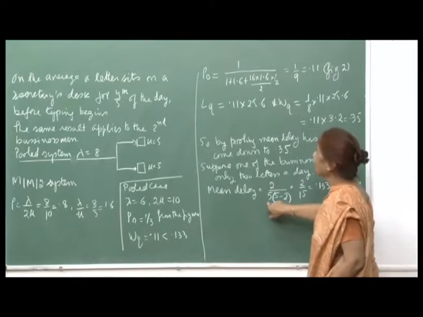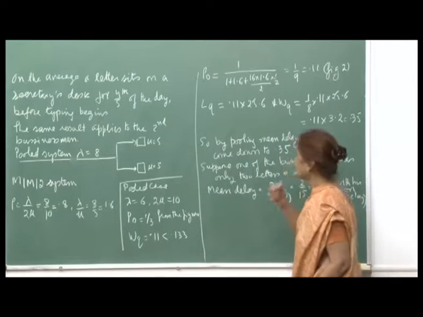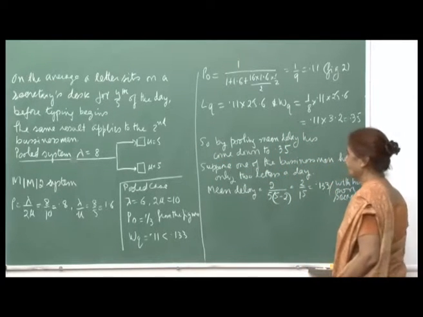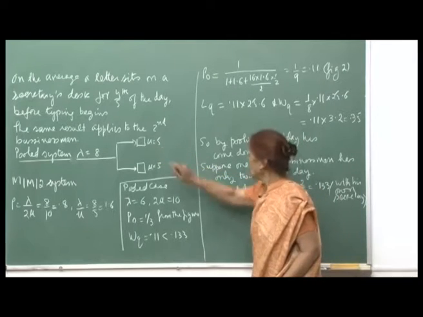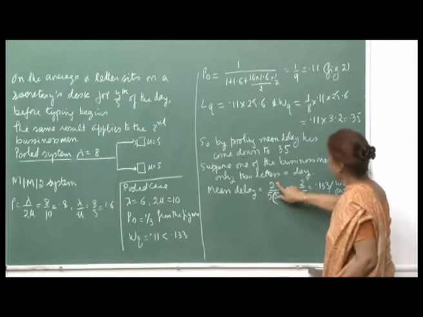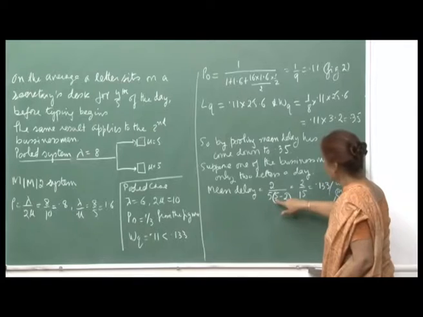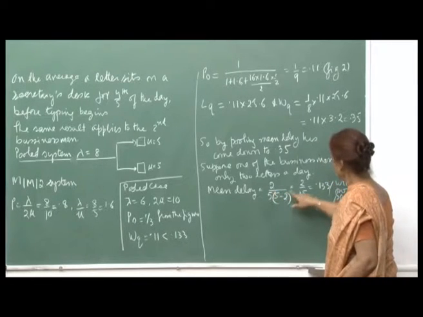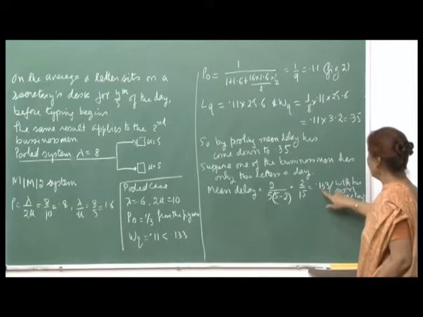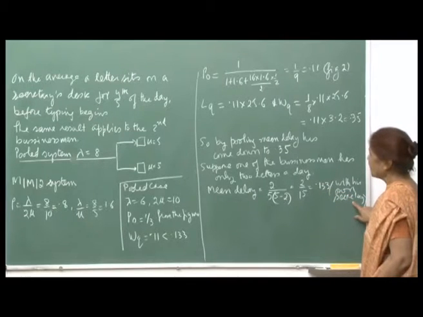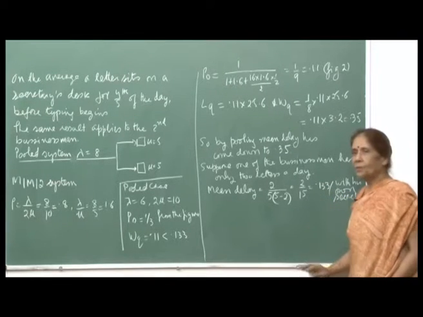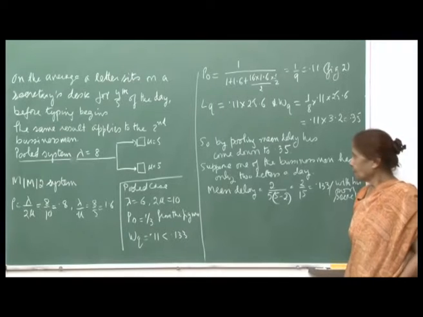So lambda is 2, mu is 5, because the secretary can type 5 letters a day. So lambda upon mu into mu minus lambda. This will be 2 by 15, which is 0.133. So with his own secretary, the mean delay would be of the order of 0.133.